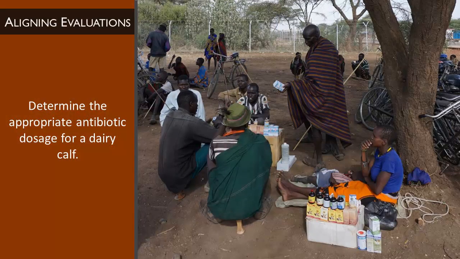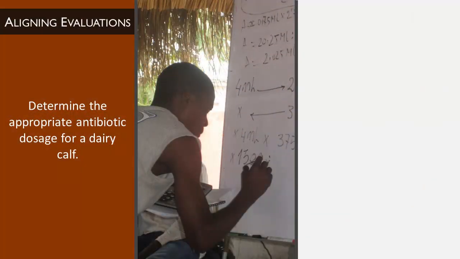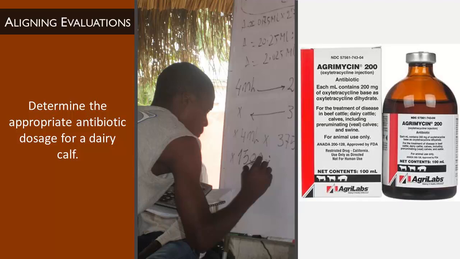Another learning objective is to determine the appropriate antibiotic dosage for a dairy calf. The action here is determine. This could be evaluated by giving the participants the weight of the animal, the age, the injection method, the disease being treated, and the type of antibiotic, and then ask them to do the math to determine the correct dosage size. Another method of evaluating this objective could be to provide the participant with a label of an antibiotic and then ask them to determine the correct dosage based on the specific instructions of the antibiotic.